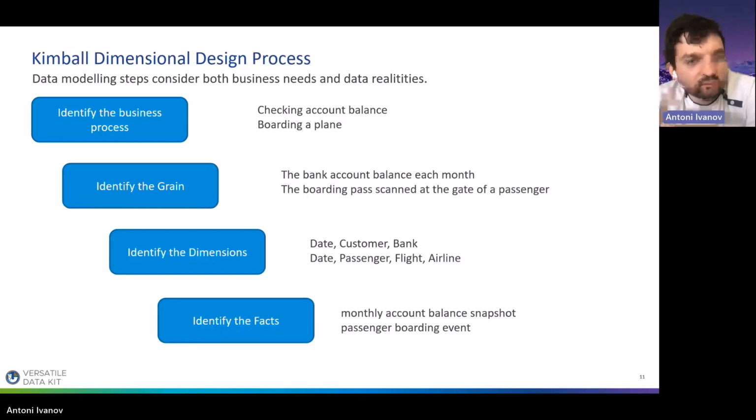This goes again from once you have the grain. So, for example, if the grain is month, most likely you need some kind of snapshot table, and if the grain is every single event, you need a transactional fact table. If your business process is boarding a plane, your fact table will be a passenger boarding the plane. If your business process is generating a report in the month, maybe your fact table will be a snapshot.